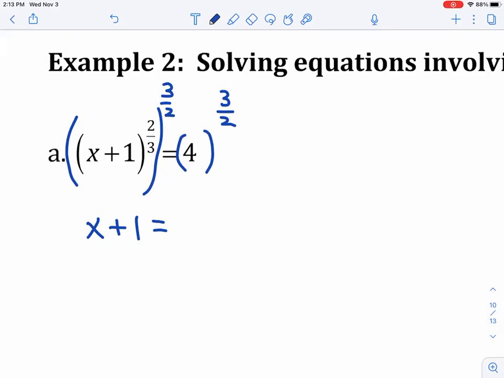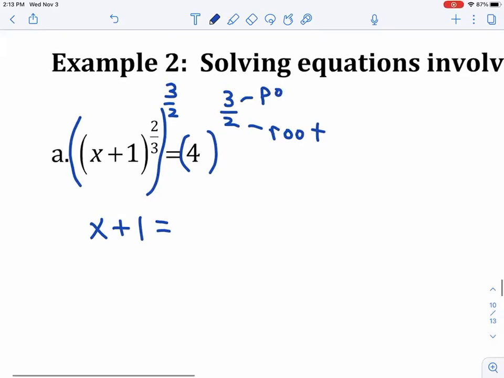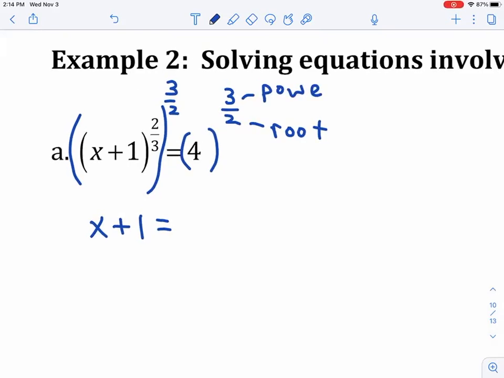On the right side, remember the bottom is the root and the top is the power. So that is the square root of 4 to the 3rd power. What's the square root of 4? 2, and 2 to the 3rd is 8, right? Square root of 4, we also wouldn't want to write as -2. And -2 to the 3rd is -8.